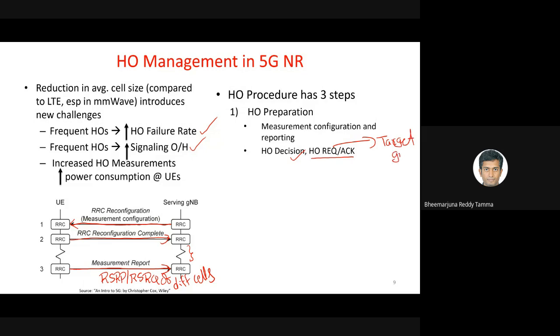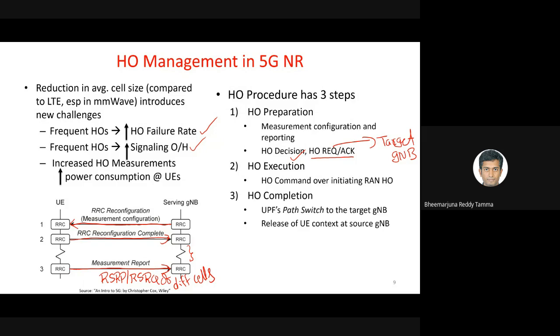gNode B. The source gNode B sends the handover request to the target gNode B. Target gNode B does certain processing and sends the acknowledgement back. So these are the steps as part of the handover preparation. Then we have something called handover execution. As the name says, here we are asking the user, okay, it is the time for you to switch from the current base station to the new base station by doing, let's say, RACH procedure.